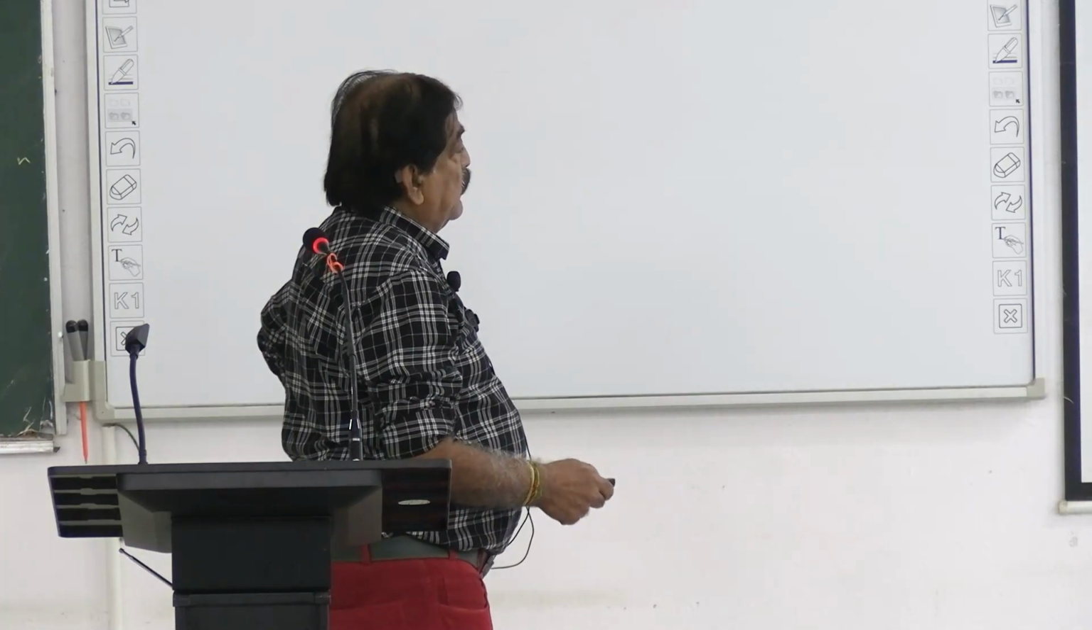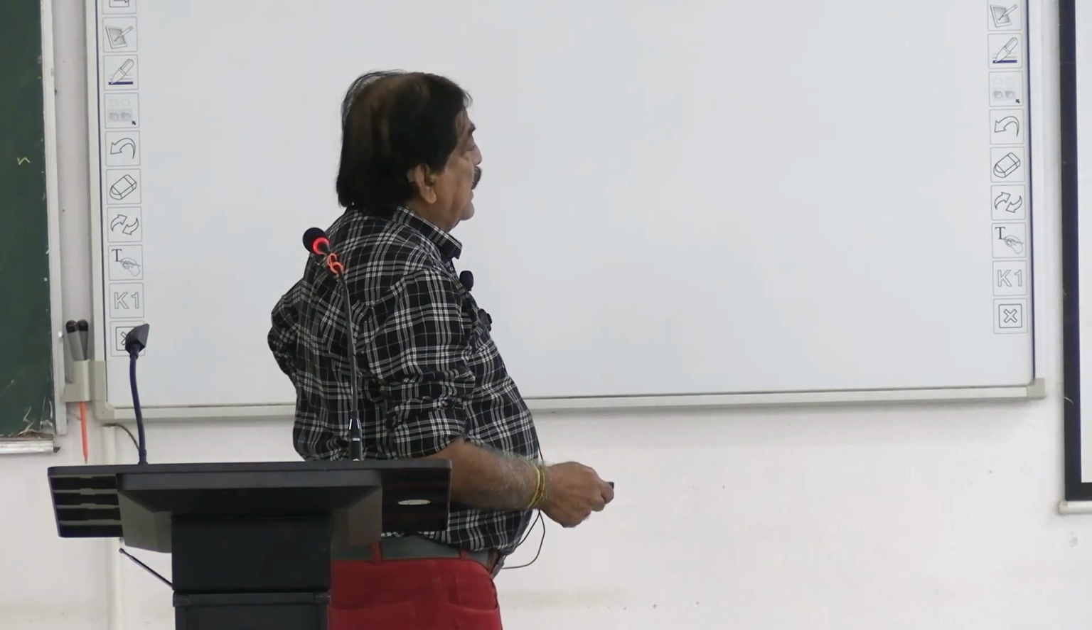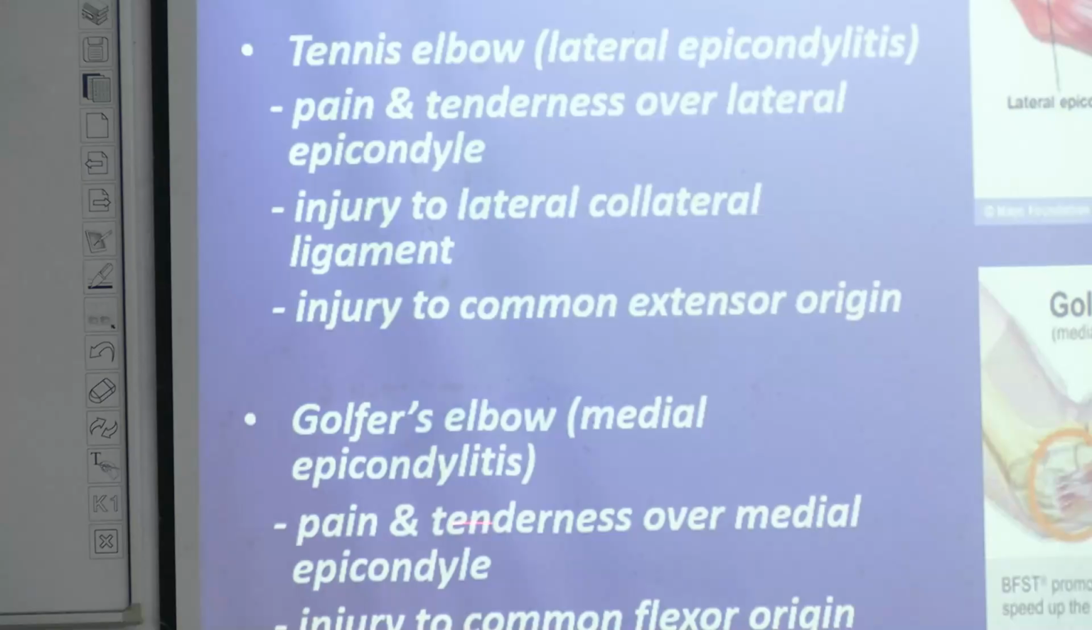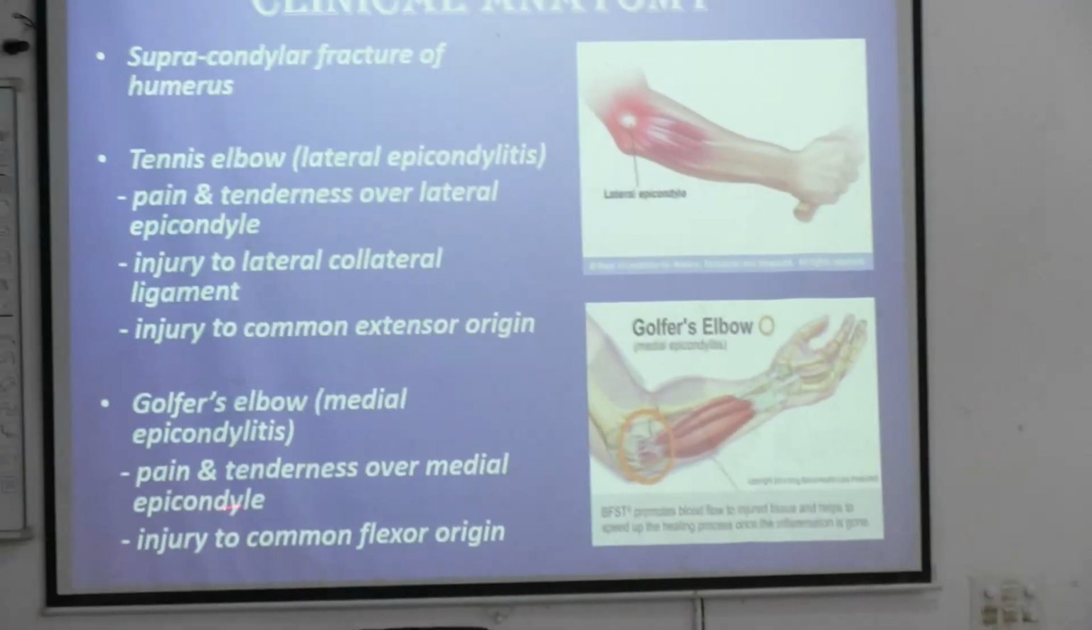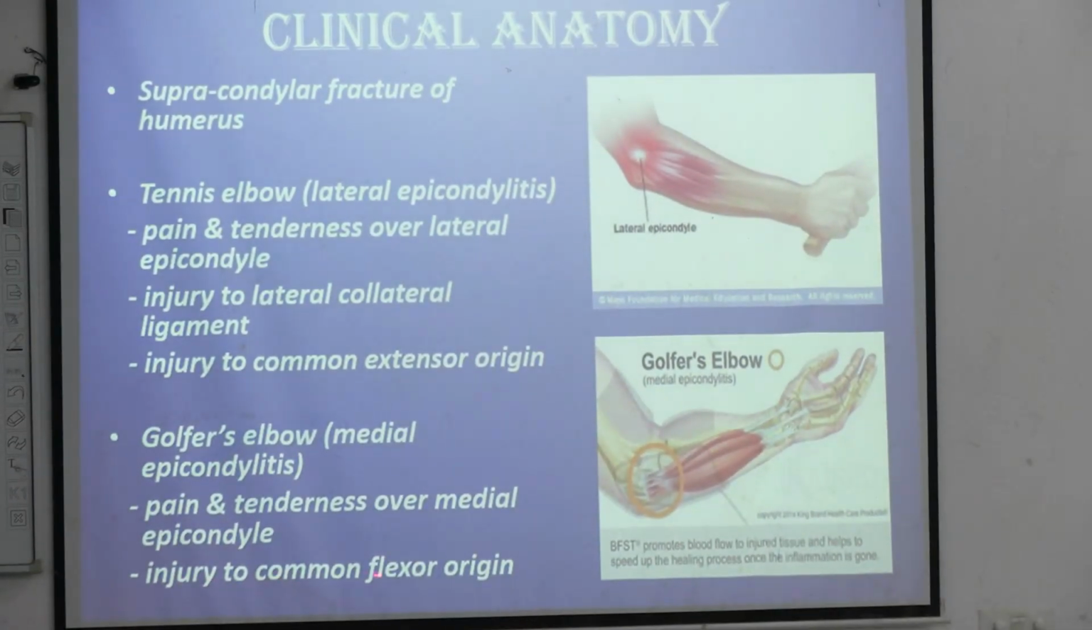Now, golfer's elbow, medial epicondylitis: pain and tenderness over the medial epicondyle, injury to the common flexor origin. This is the extensor origin, and this is the flexor origin. Here the flexor, this is.